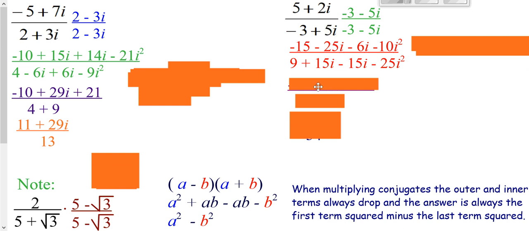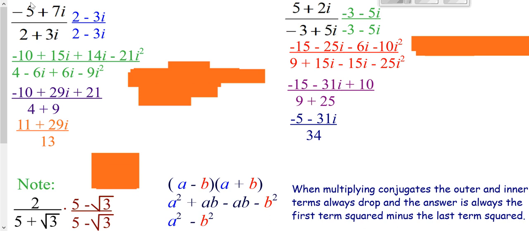combine together like terms on the top and on the bottom, and remember that i squared is really a negative 1, so it would be a negative 10 times negative 1 or plus 10. And on the bottom it would be a negative 1 times a negative 25 or plus 25. Combine together like terms on the top and on the bottom.